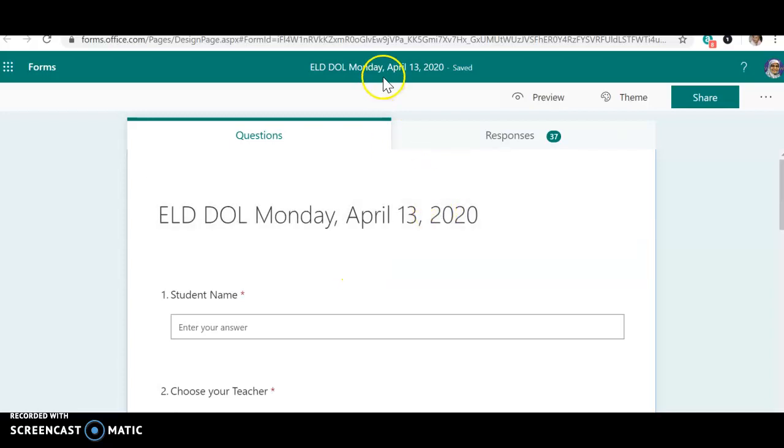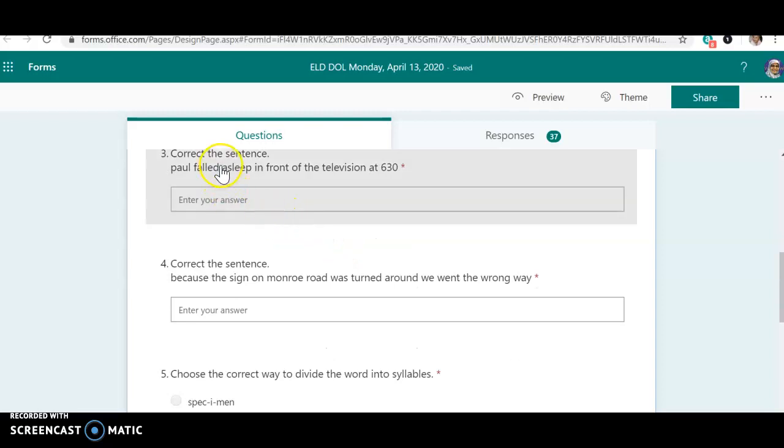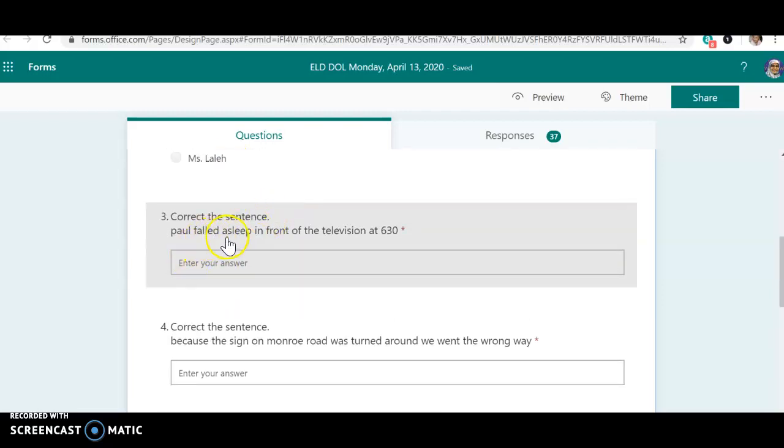We had ELD on April 13, 14, 15 and 16, no ELD on 17. Correct the sentence. Paul fell asleep in front of the television at 6:30. Paul is a proper name and it came at the beginning of the sentence anyway, so you start with capital P. The past tense of fall is fell, F-E-L-L. Fell asleep in front of the television at 6:30, then period.